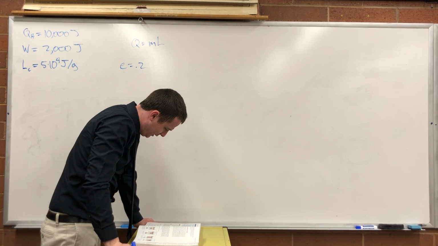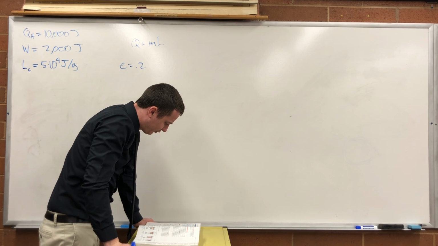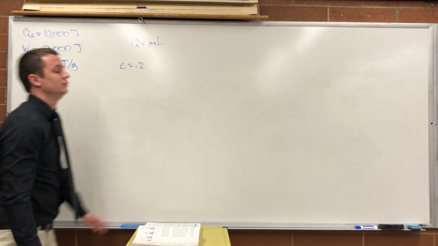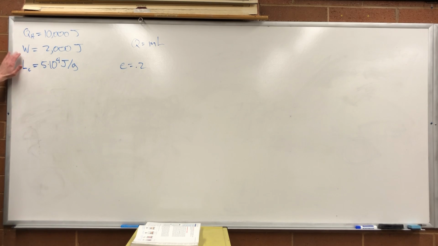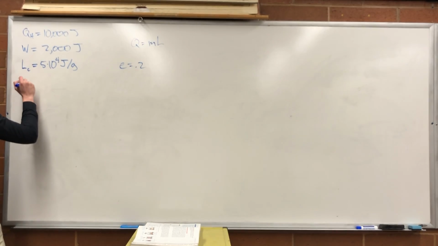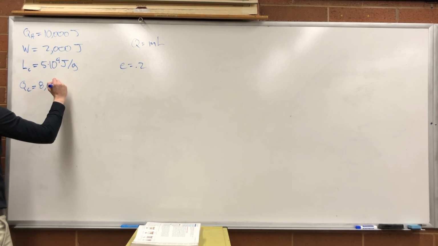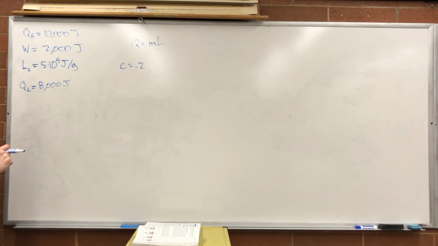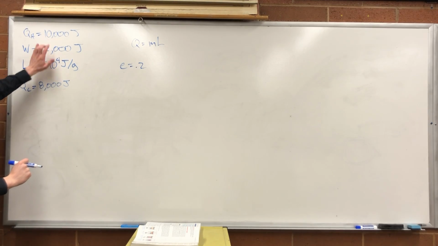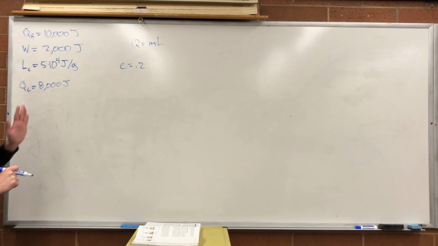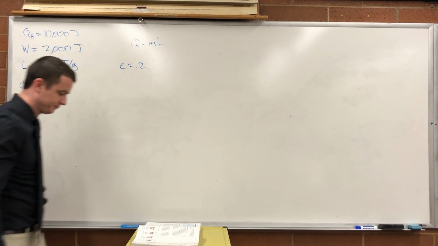All right, B. How much heat is discarded in each cycle? So I'm guessing these are the units per cycle. So how much heat do we lose in one cycle? In other words, what's QC? 8,000 joules. That's how much is wasted to heat. Well, here's what's coming into the system. This much is going out as work, so that much has to be going out to the cold source.